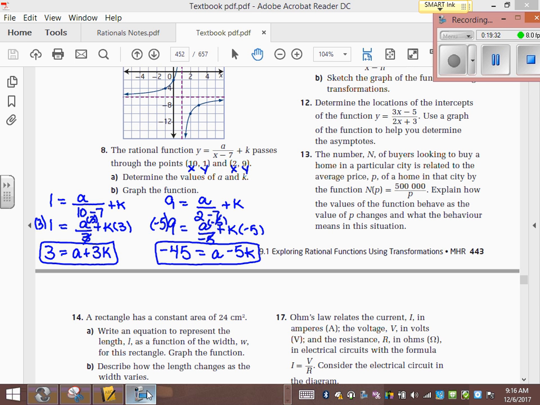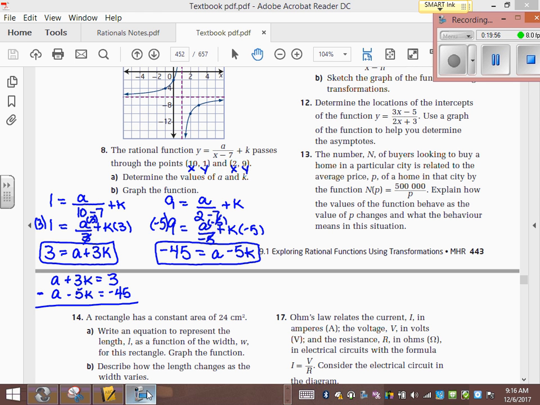And now you could do substitution or elimination. I'm going to choose elimination. I often do because I just find it easier. Also, I have 2 a's that are the same, so they'll eliminate. So I have a plus 3k equals 3. I like writing the variables on the left. It's just what I like to do. A minus 5k equals negative 45. In order for the a's to eliminate, I'm going to have to subtract the whole thing because they're both positive.